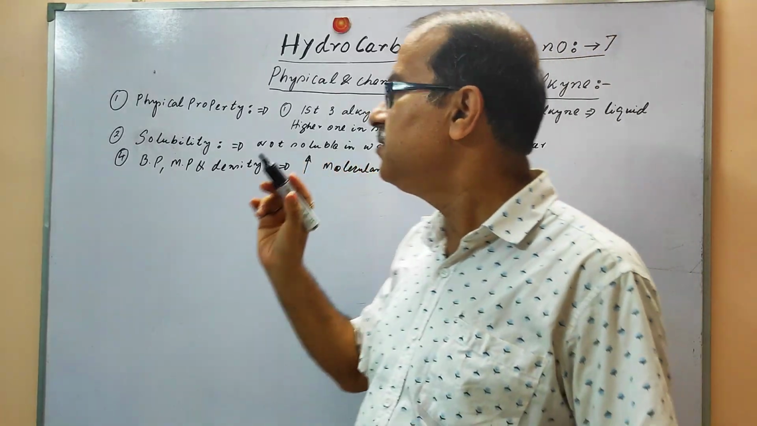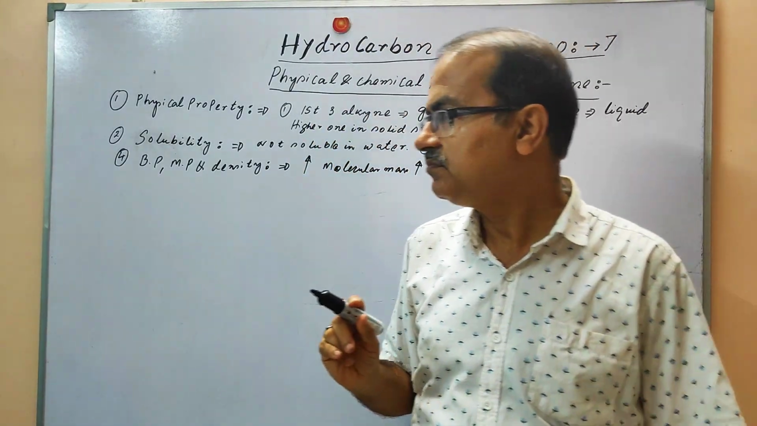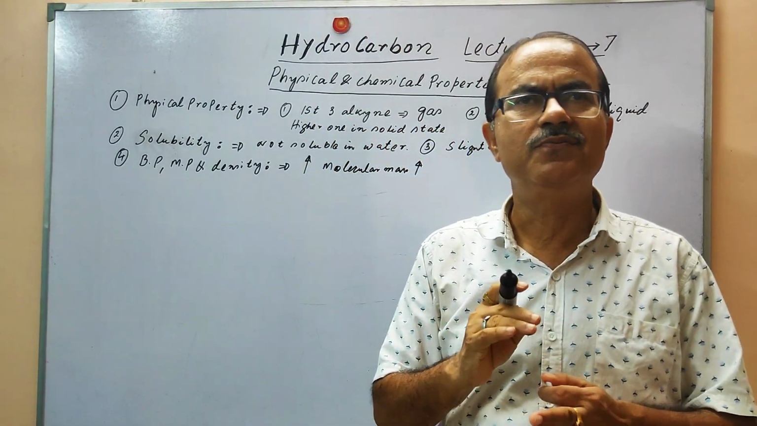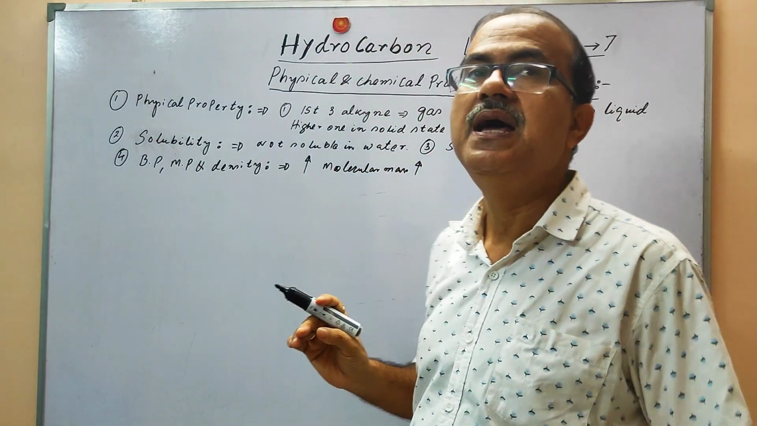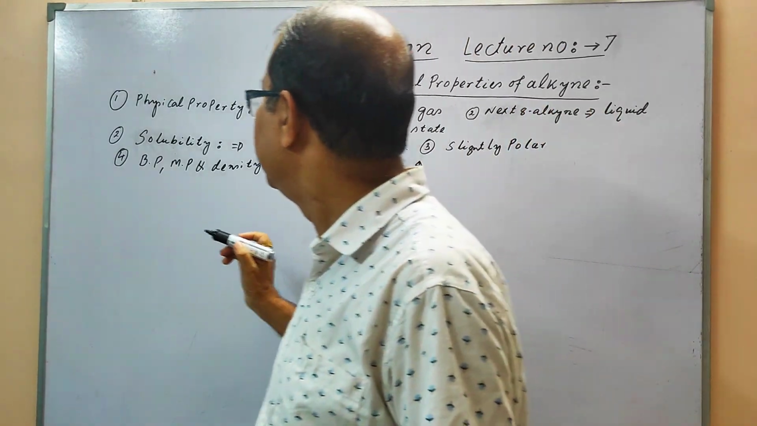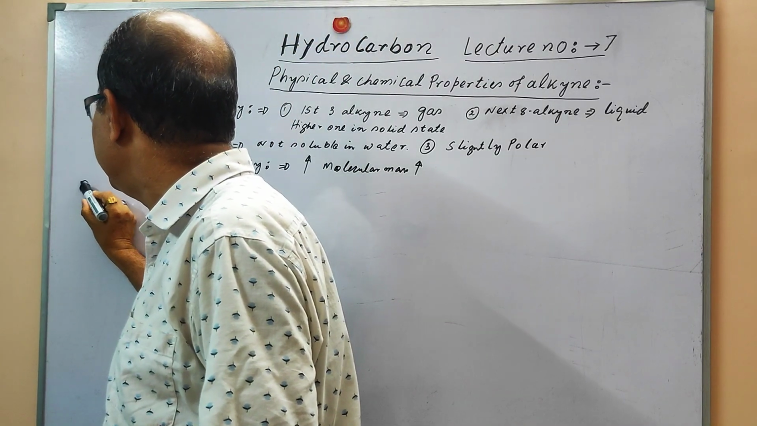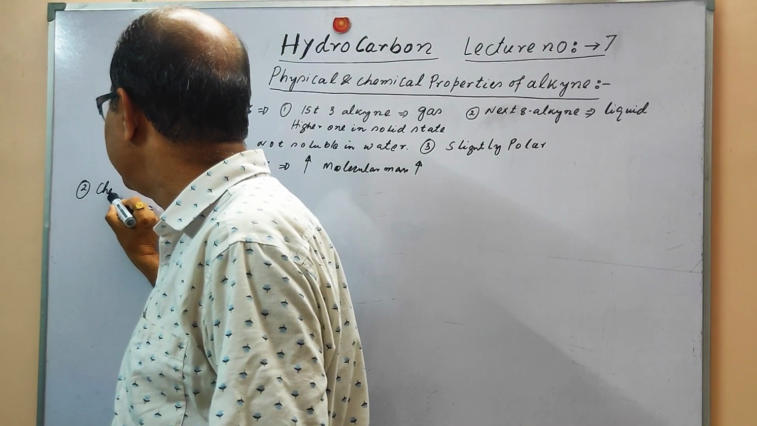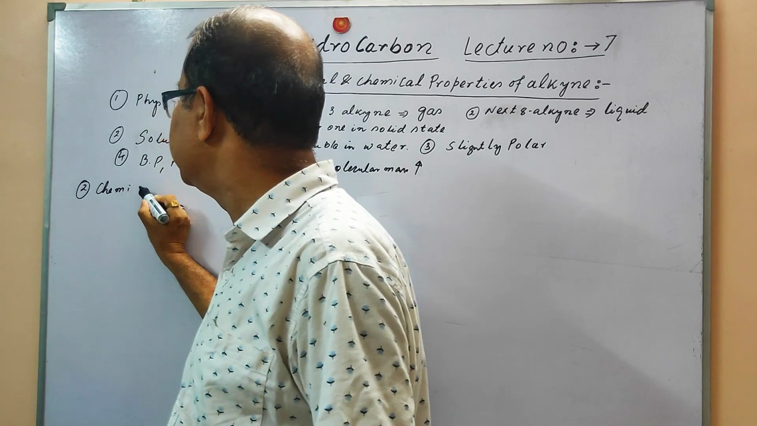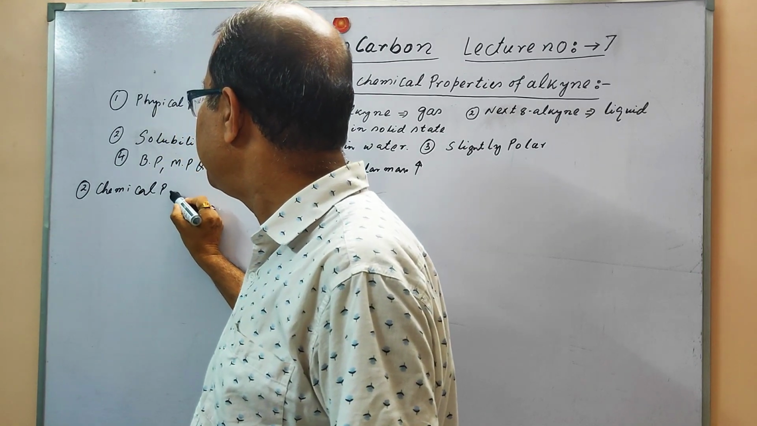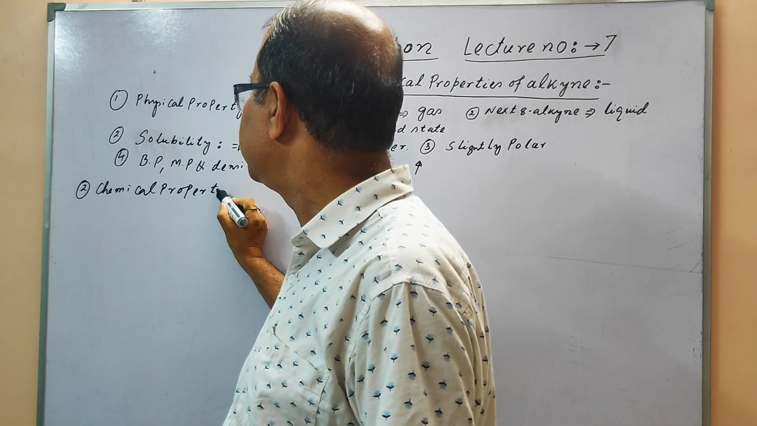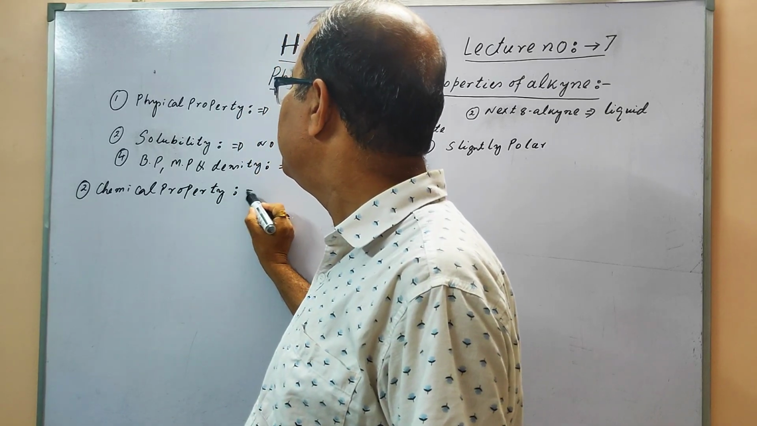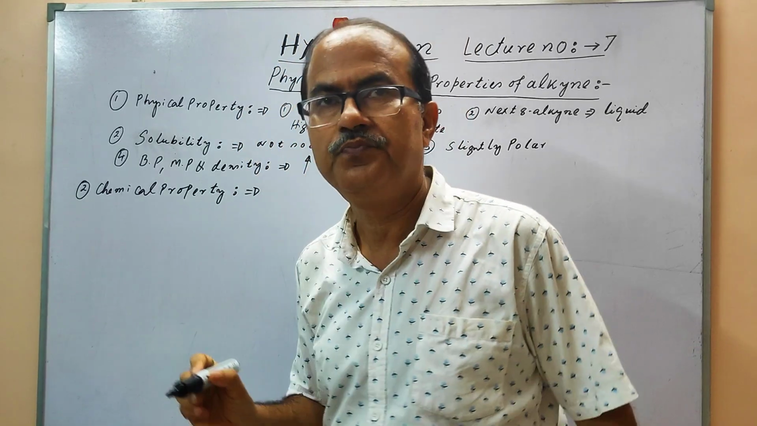Okay, so these are all the physical properties, and we will find that they are more or less similar to the alkene or alkane. Next point that we are going to discuss is a very important point, that is the chemical properties. Chemical properties mean which type of chemical reaction it is going to undergo.